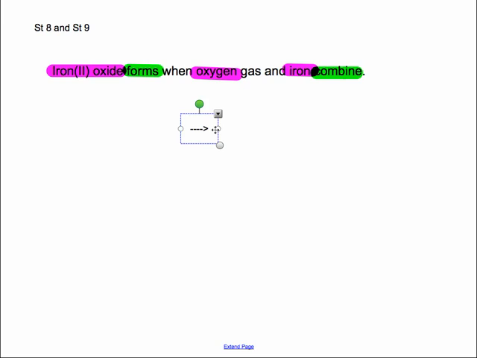If something is forming, that means that we're making it, right? And if we're making it, that means that it has to be a product. So iron 2 oxide goes on the right-hand side of the arrow. And that means that if we're combining oxygen and iron, they have to be reactants. So I have oxygen plus iron.